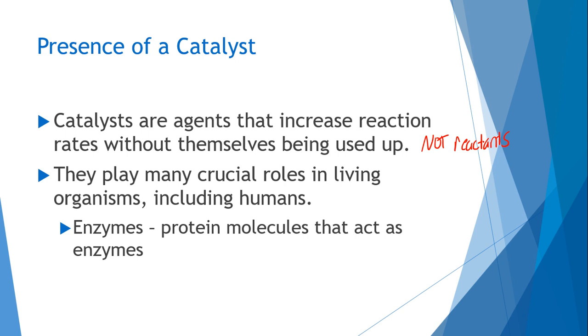In fact, catalysts are super important and they play a very important role in humans and all living organisms, because in our body there are thousands of catalysts, and we call these catalysts enzymes. These are basically protein molecules that act as catalysts to help the reactions within our body happen faster, like the reaction of breaking down food and the reaction of muscle contraction. So catalysts and enzymes are very, very important in reaction rate.